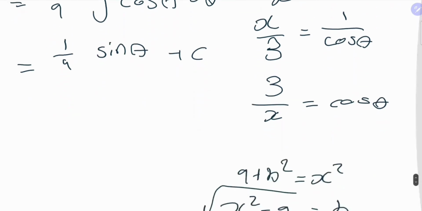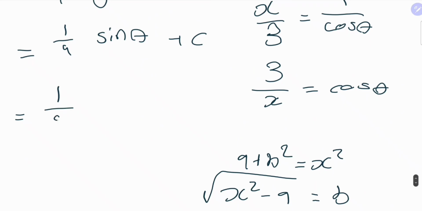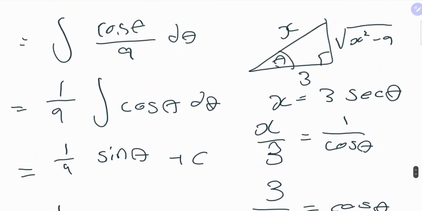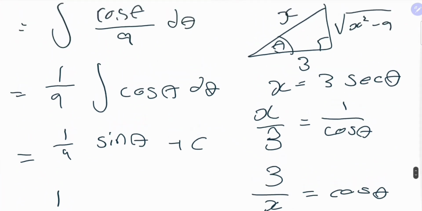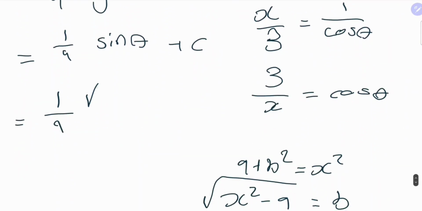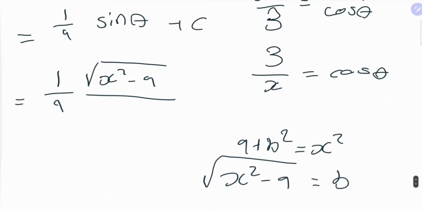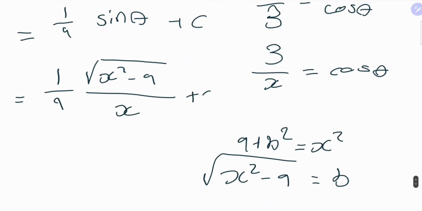So this is going to equal 1 over 9, and then sine theta is just opposite over hypotenuse. So opposite is the root of x squared minus 9 over the hypotenuse, which is x, and then plus c. Okay? So that is our answer for this integral.